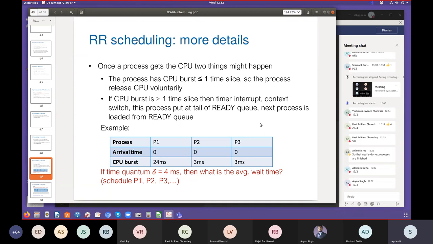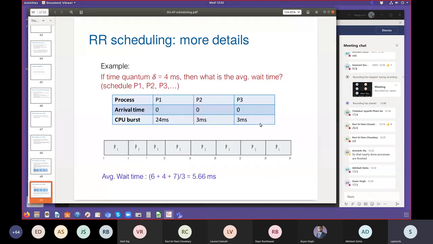Abhilash, Adi and all are saying 17 by 3. Yeah, it was pretty easy. Only P1 required more than one time quantum. P1 was scheduled first. At time t equal to 4, it was interrupted by the timer. Then P2 was scheduled, but P2 voluntarily gave up the CPU after 3 milliseconds. Then P3 was scheduled, and P3 also voluntarily gave up the CPU after 3 milliseconds, and then P1 was scheduled. So this is the average waiting time.